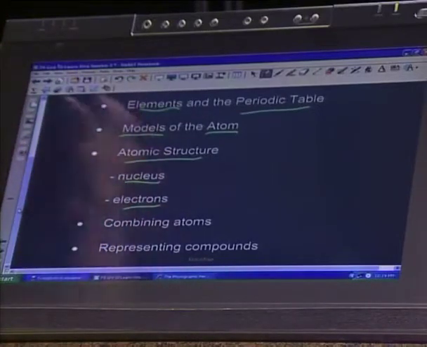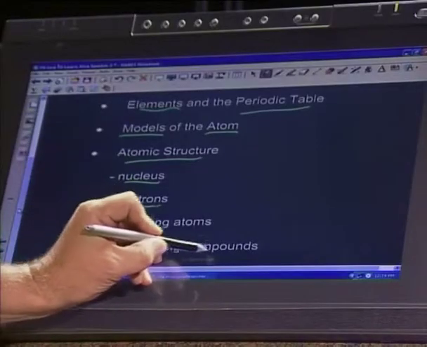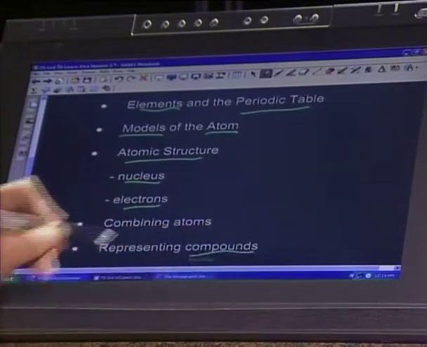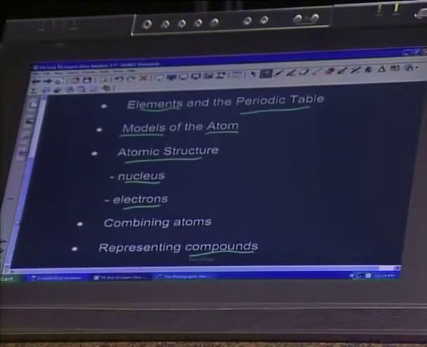Because atoms are the building blocks for matter. You might recognize that we have a whole lot of pieces of Lego, but we need to fit them together in different ways. And that's what atoms do. We combine atoms and they form bigger structures, bigger particles. We're going to look at some of those bigger particles, and then represent them as they form compounds. We'll talk about representing compounds.